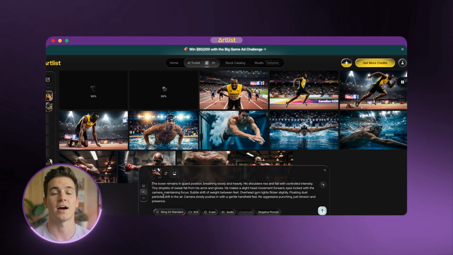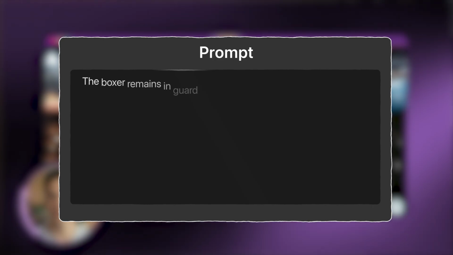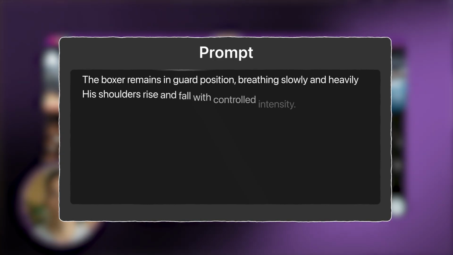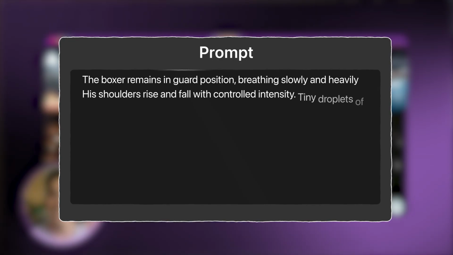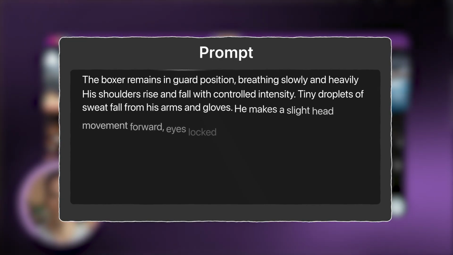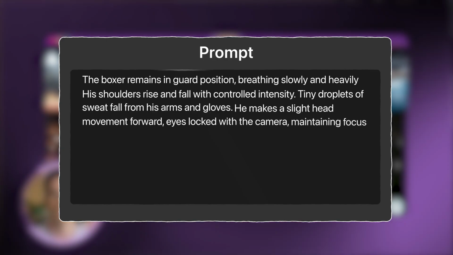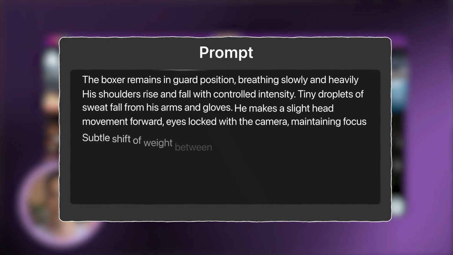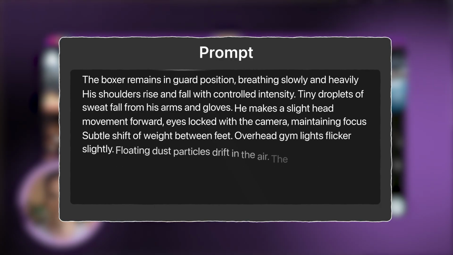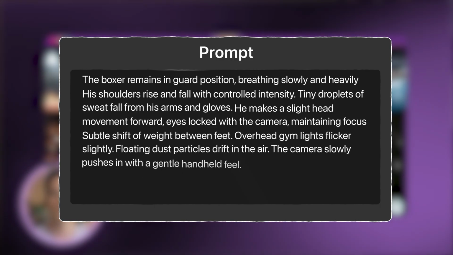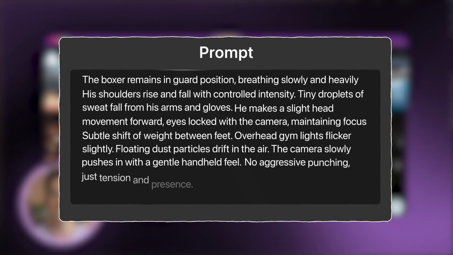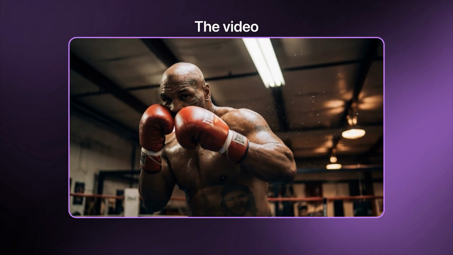For the ring shot, I wrote, the boxer remains in guard position, breathing slowly and heavily. His shoulders rise and fall with controlled intensity. Tiny droplets of sweat fall from his arms and gloves. He makes a slight head movement forward, eyes locked with the camera, maintaining focus. Subtle shift of weight between feet. Overhead gym lights flicker slightly. Floating dust particles drift in the air. The camera slowly pushes in with a gentle handheld feel. No aggressive punching, just tension and presence.